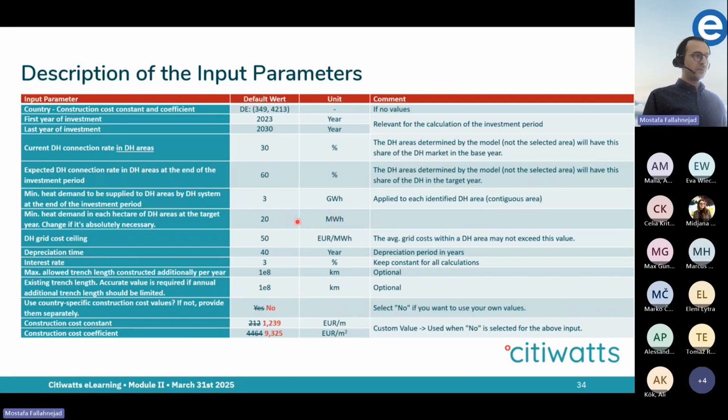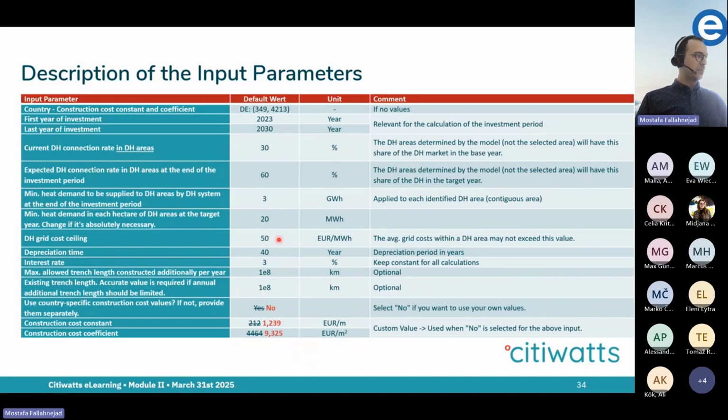So this parameter is relevant when I have a huge area for my analysis, and I think it makes sense that I refine the obtained region a little bit, so I can increase this parameter. Other than that, if I have a maxi approach and I want to get the maximum extension of possible district heating area, then I stick to this 20 megawatt hour.